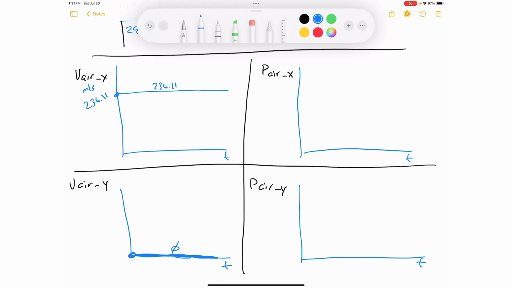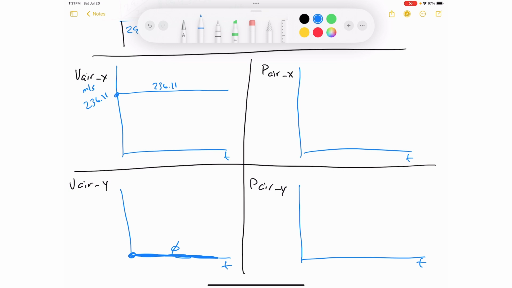Because he doesn't have a y. Great. Now let's look at our position in x. Okay, our position. So you want to do your velocity first, and then what we can do is integrate that to find our position, right?